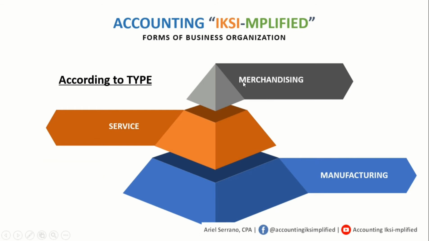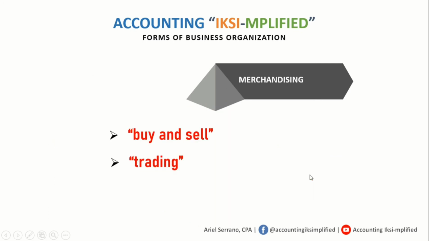And we have the merchandising, the service, and the manufacturing. When we are talking of merchandising, this is a business engaged in buying and selling of products. If you're a merchandiser, you buy products that are readily available, finished goods, then you will sell them with a markup for you to generate profit.